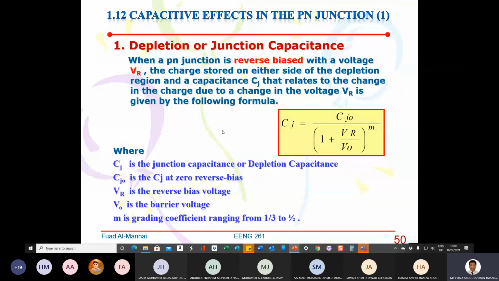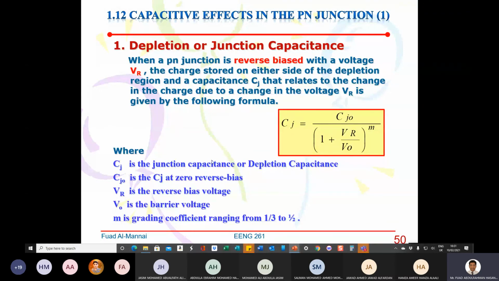Depletion or junction capacitance, which we call CJ. The depletion region has a capacitance. Why? Because the N type is one plate, the P type is the other plate, and in between those two plates you have the depletion region. So actually, you created a capacitor, kind of.